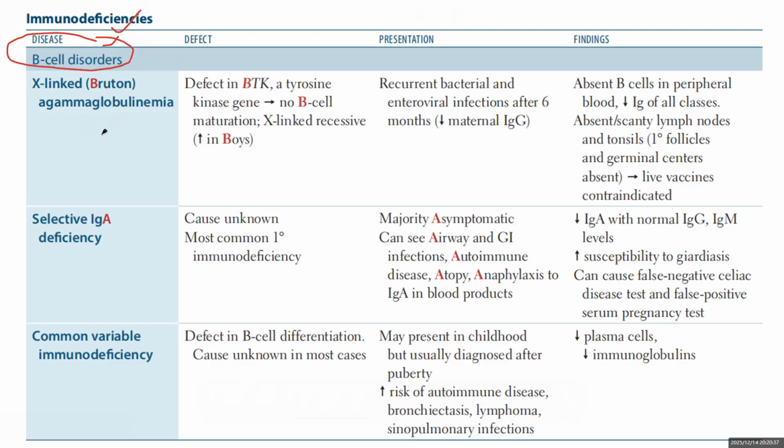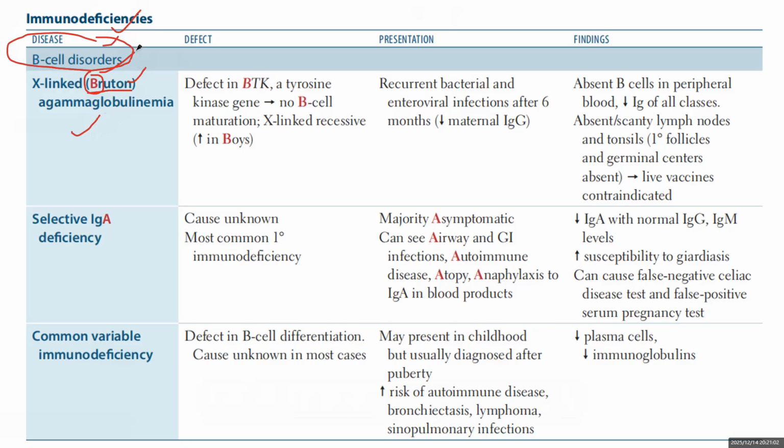Okay, so the first disorder that we are looking at is X-linked agammaglobulinemia, which is also known as Bruton disease. And just by the name, you need to remember that there is something related to the B cells. Actually, this is one of the clearest examples of what happens when the B cells simply fail to mature.